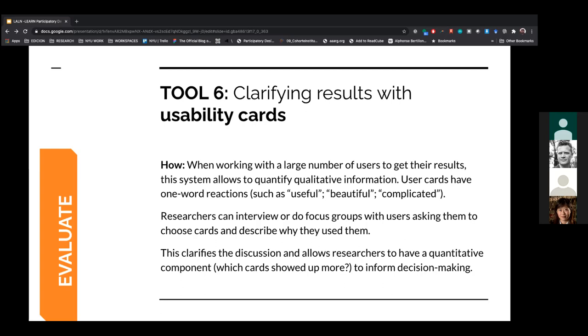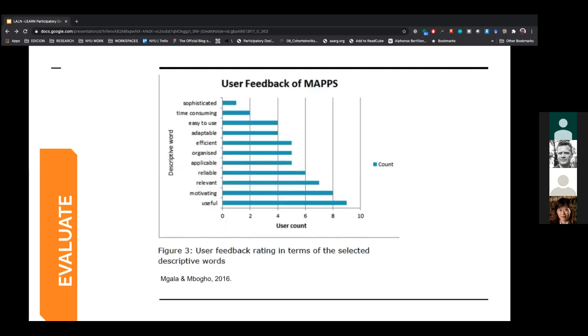And as they are discussing, you have them actually choose, say, okay, we have this deck of 8 or 9 cards and they can see all of the cards. And to facilitate the discussion, you ask them to actually choose 3 or 4 of these cards and then start describing to you their experience of the product that you have created. This is an example of how these cards were used by Megala Mbogo. I'm sorry, must have completely butchered that name.